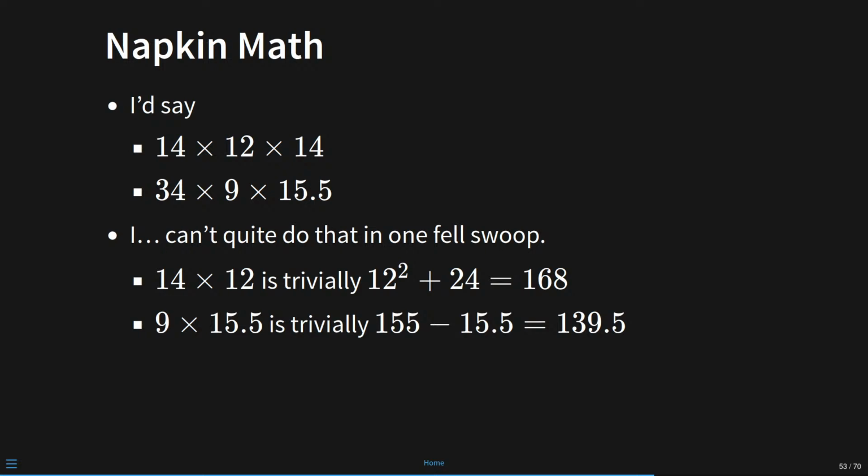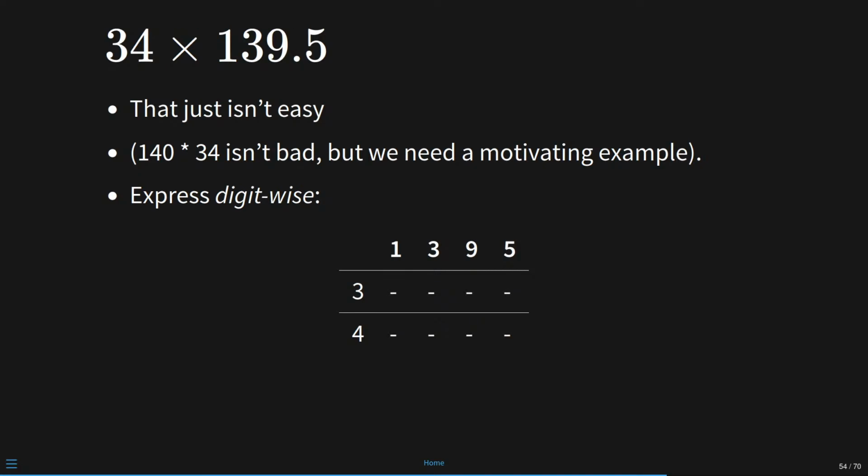14 times 12 is not that bad. It's 140 plus 28, or it is the number of hours in a week. So that is 168. 9 times 15.5 is also not that bad, right? Multiplying by 9 is easy, so that's 139.5. From there, all I have to do is multiply 34 times 139.5, and this is the hours of undergraduate homework that I collected last term.